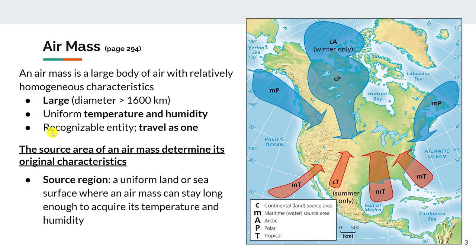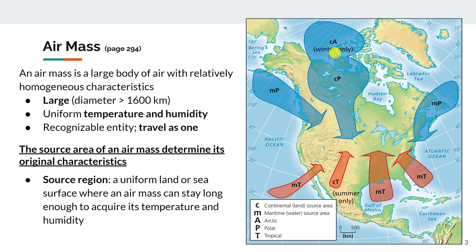Okay, and the number three keyword is travel as one. Meaning those air masses, when they move around, they won't fall apart. They just move together. They won't, like other things, fall apart. No, they travel together. Okay, so remember those three keywords and how you name your air masses.